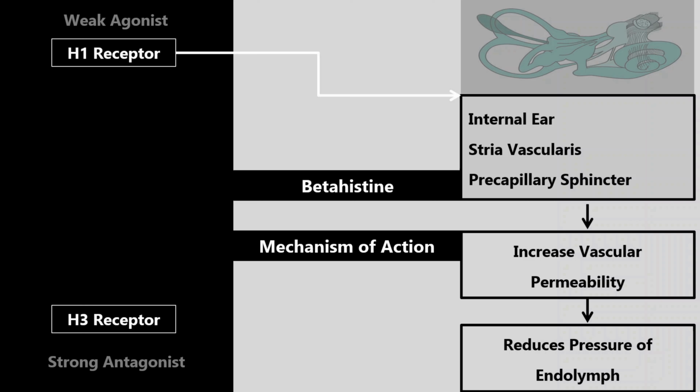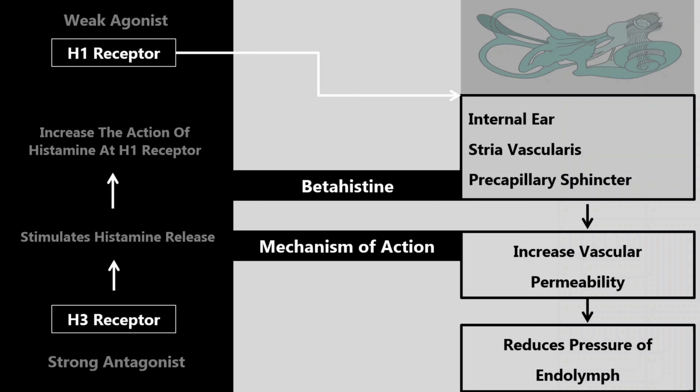Betahistine also shows an antagonist effect on H3 receptor which causes disinhibition of histamine release from the presynaptic membrane. That resulted in increased histamine availability for the action on H1 receptor. It enhances the action of H1 receptor-mediated vasodilatation and increased vascular permeability.